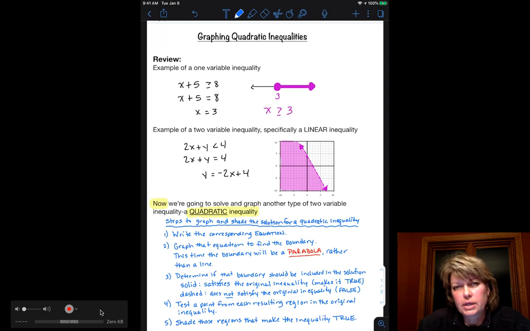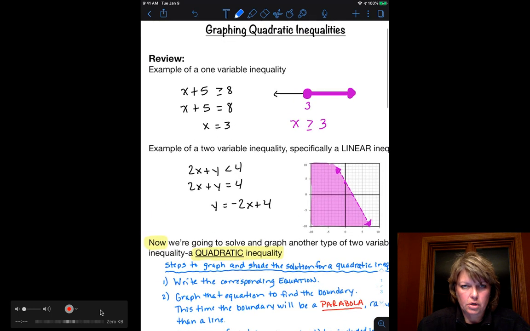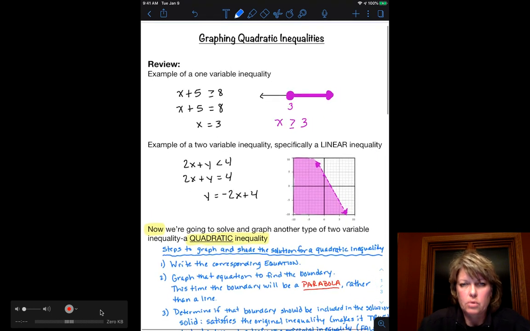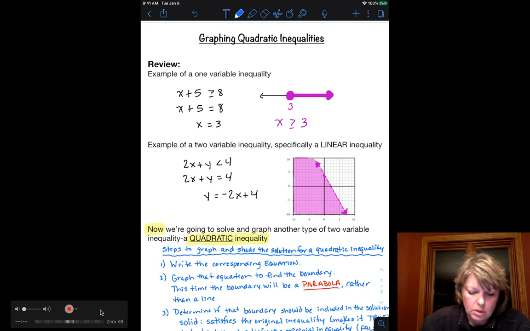So eventually we're going to get into graphing quadratics today. But before we do that, I want to review a little bit of where we've been and where we're going. The review of one variable inequalities, these right here. Remember, we solved them and they only had one variable. Obviously, we graphed them on a number line.